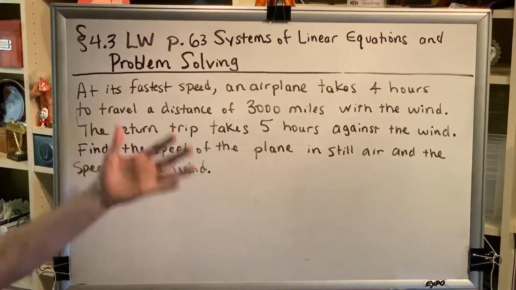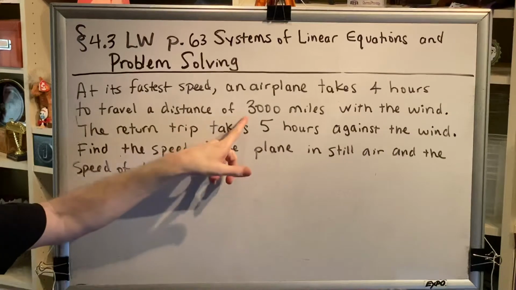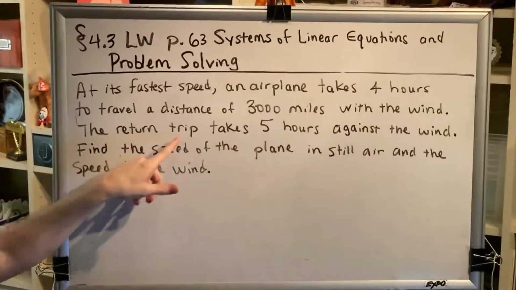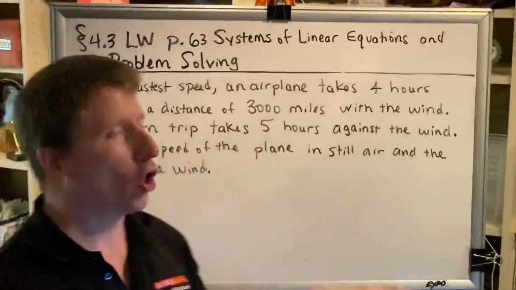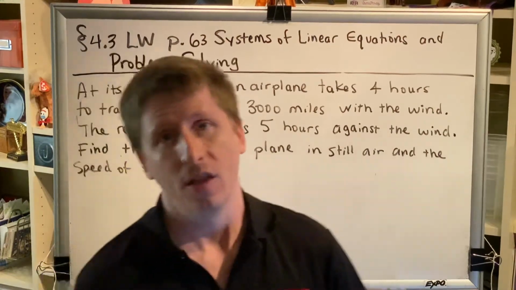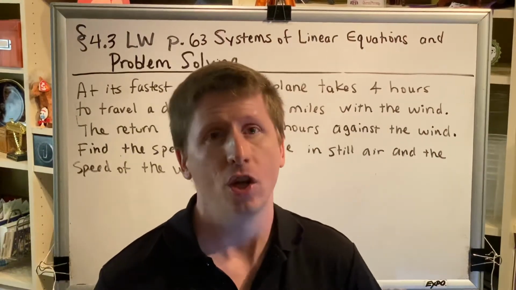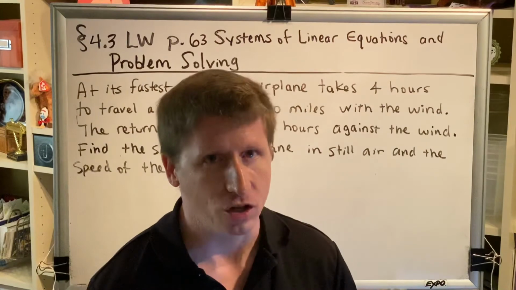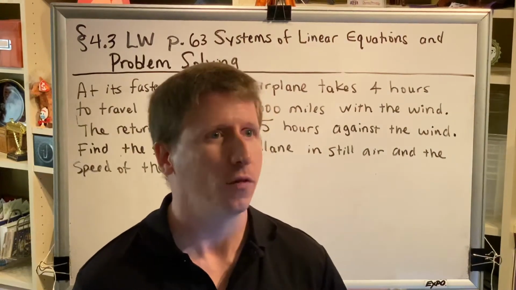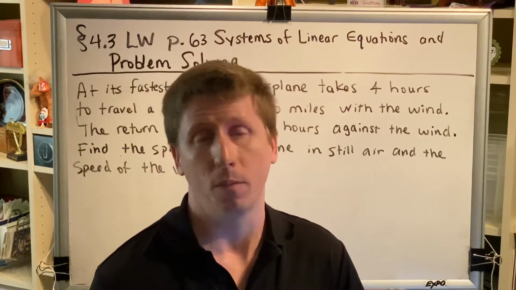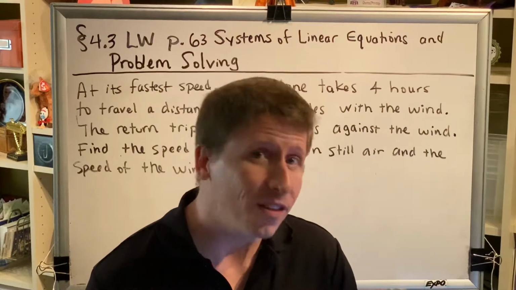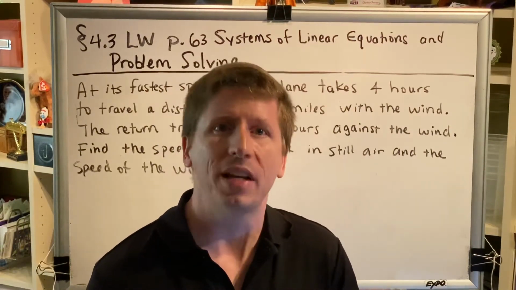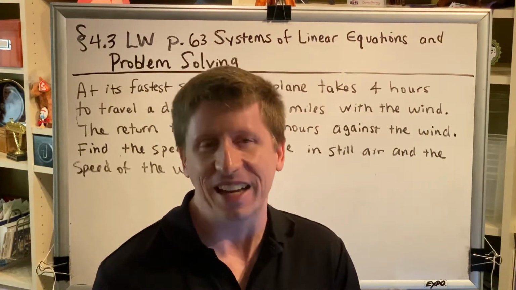Then you come back, the return trip, which is also going to be 3,000 miles because it's a return trip. Only this time it takes longer because you're going against the wind. The speed of the plane hasn't changed, but the wind has changed. Maybe I should say this in a slightly different way. The maximum speed of the plane hasn't changed, but the wind is affecting that speed. It's slowing down the plane because the plane is fighting the wind.